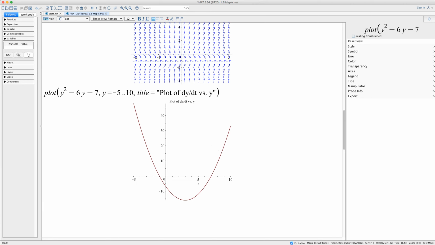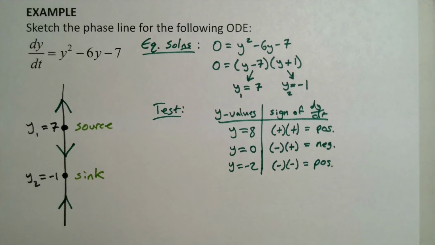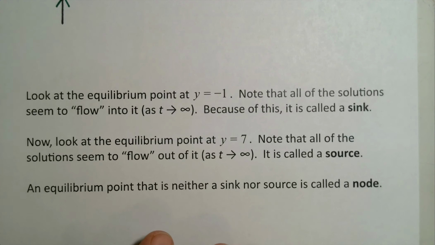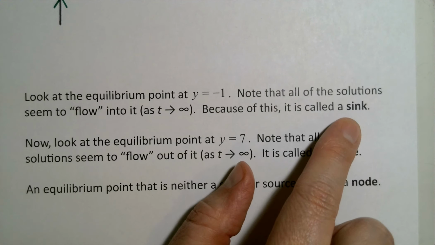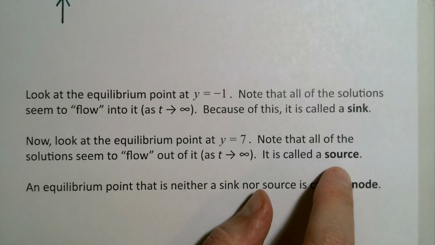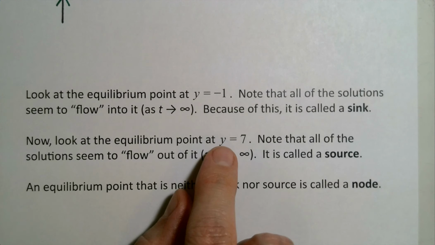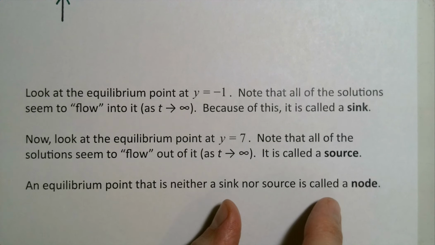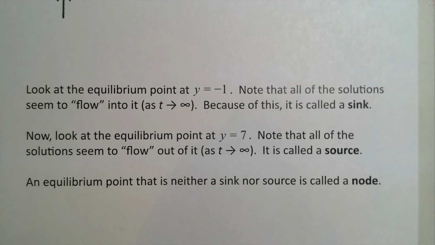So we're going to end by switching back over to the document and saying at the bottom, if you look at the point at y equals negative 1, all solutions flow into it. That's what we call a sink. The one at y equals 7 is what we call a source, because everything seems to flow out of it as t approaches infinity. And if it's not a sink or a source, we call it a node. This is just referring back to the information that we had before.